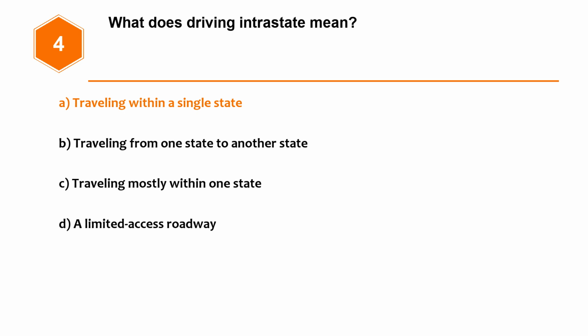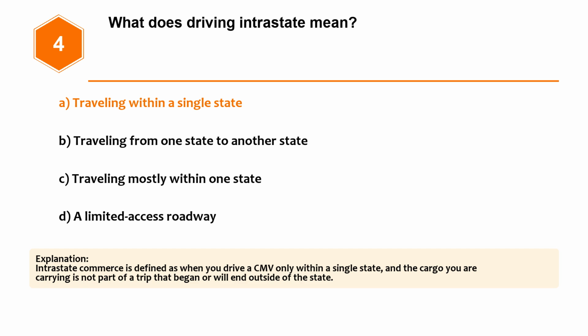The correct answer is option A, traveling within a single state. Explanation. Interstate commerce is defined as when you drive a CMV only within a single state, and the cargo you are carrying is not part of a trip that began or will end outside of the state.